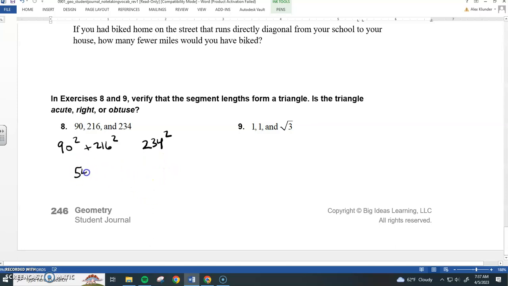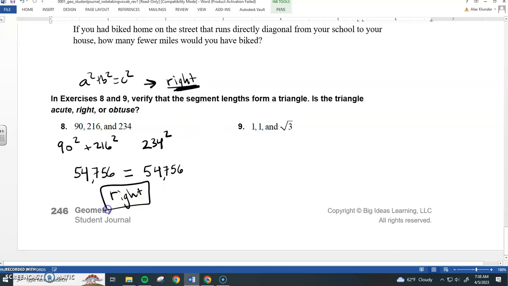This gives me 54,756. Big number. And I'm going to take 234 squared. This gives me 54,756. What does this mean? I took my legs squared, I took my hypotenuse squared, and they end up equaling each other? Well, if a squared plus b squared equals c squared, we know that it has to be a right triangle. So this is just a right triangle.